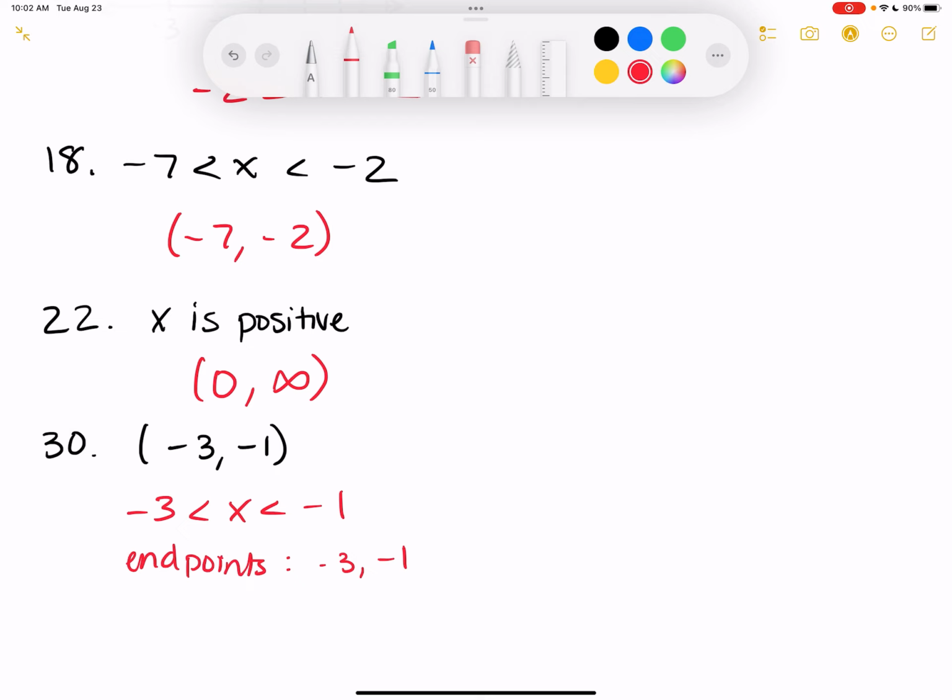Okay, then we're gonna stop, otherwise it's not gonna make sense.